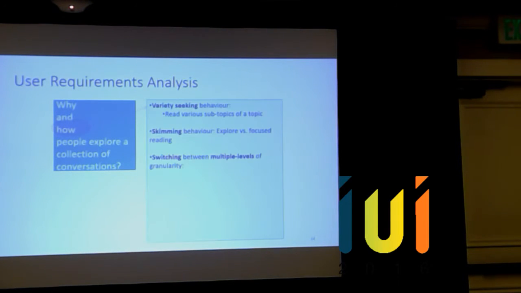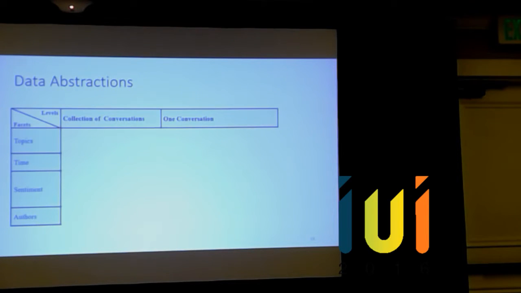Then we also analyzed how people explore conversations to get a better sense of the kind of granularity level that they need to deal with. So we found that the users are quite variety seekers. They skim through the conversations, and they tend to switch between different levels of granularity, from the set of conversations, then narrowing down to a subset of conversations, to the set of comments. So from here, we abstract the data to finalize what data we want to visualize.